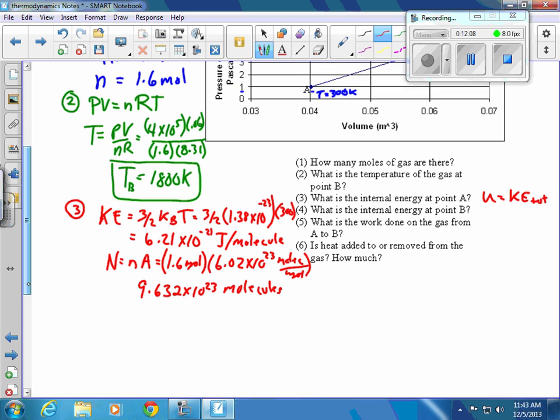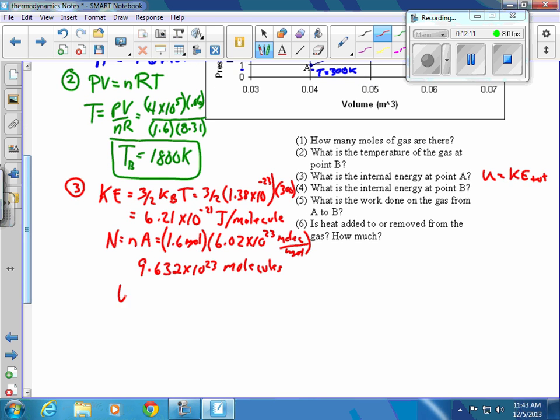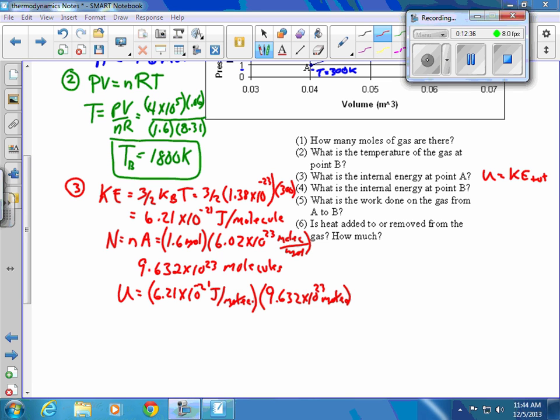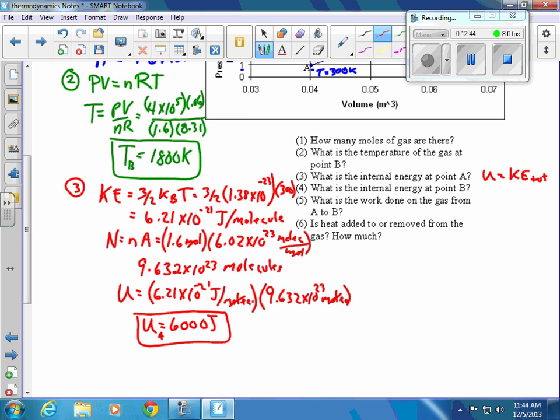Now when I put that together for the total internal energy, I would get 6.21 times 10 to the minus 21st joules per molecule, multiplied by how many molecules I have, 9.632 times 10 to the 23rd molecules. The molecules cancel, I'm left with joules, and I get a value of roughly 6,000 joules of internal energy at A.